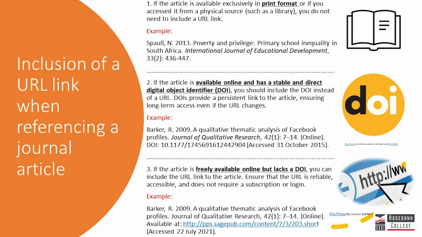The second example is a Harvard reference for a journal article found online that has a direct digital object identifier, also known as a DOI number. Most online journal articles have a DOI number, and you should include the DOI instead of the URL link, as DOIs provide a persistent link to the article, ensuring long-term access, even if the URL changes. The last example shows you how to reference a journal article that is freely available online but lacks a DOI. In this case, you can simply include the URL link to the article. Ensure that the URL is reliable, accessible, and does not require a subscription or login. Normally, a DOI number can be found right on the journal article itself or on the database in which you found your source. You just might have to search for it.